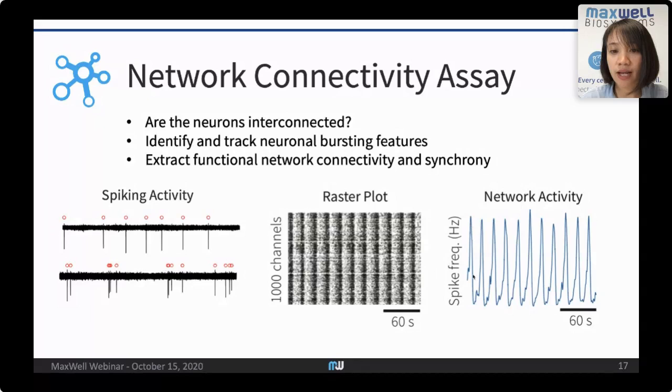And here's a summary of the network activity. This is high whenever we have a lot of spikes going on at the same time, and this is low when there are fewer spikes.